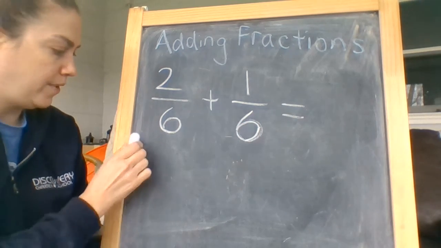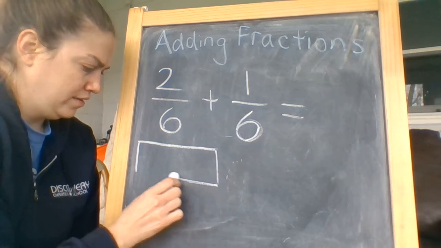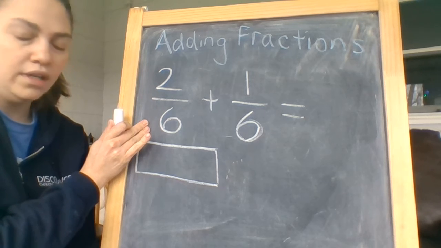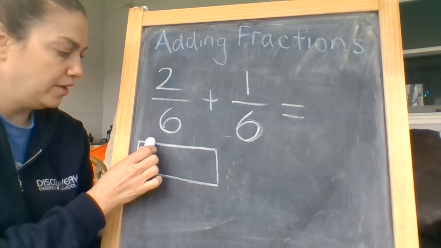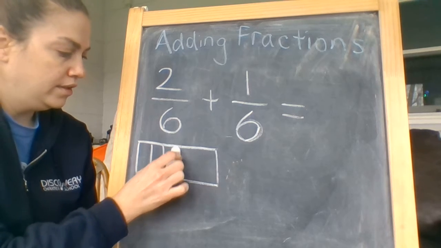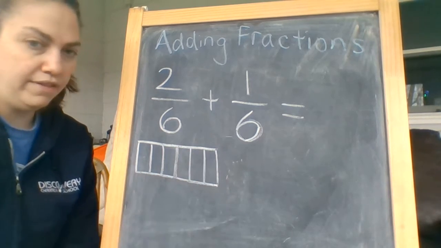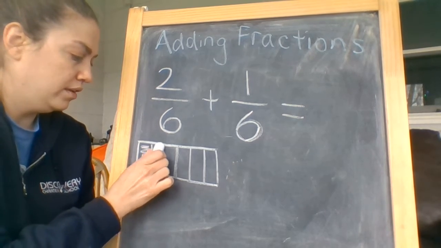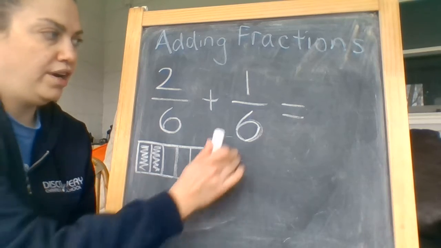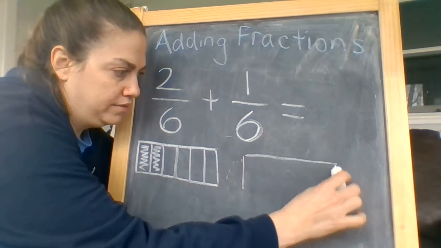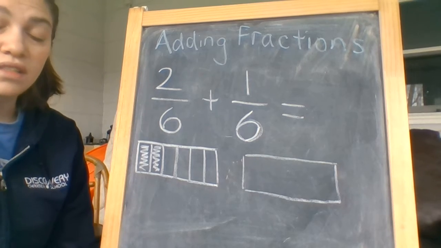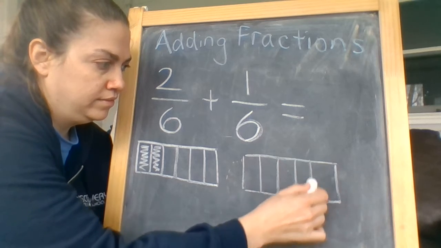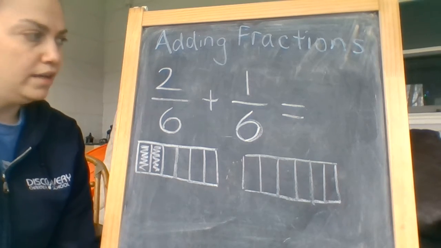Again, we're going to draw some fraction bars. If I have 6 as my denominator, the number in my whole, I'm going to draw 5 lines to get 6 parts. 1, 2, 3, 4, 5. I'm going to shade in 2 of them because that's how many pieces of that whole. I'm going to draw another fraction bar. Again, if I want 6 pieces, I draw 5 lines. This time I'm going to shade in 1 part.